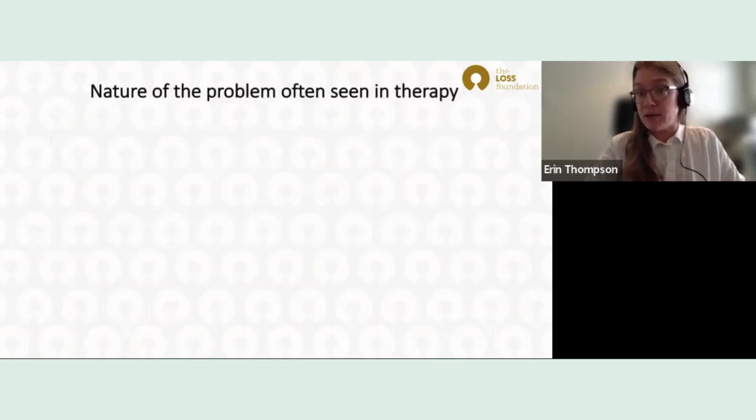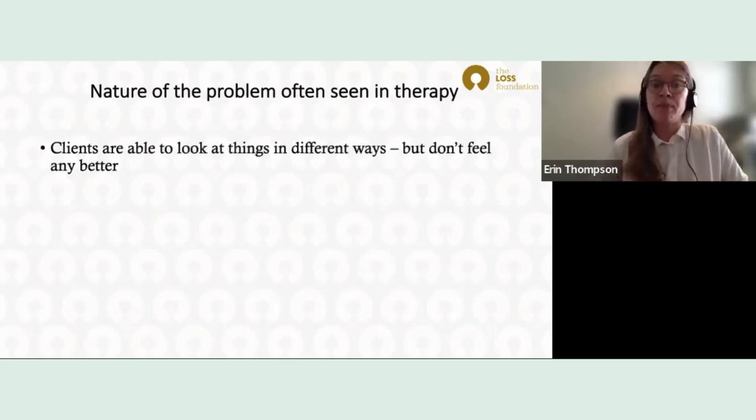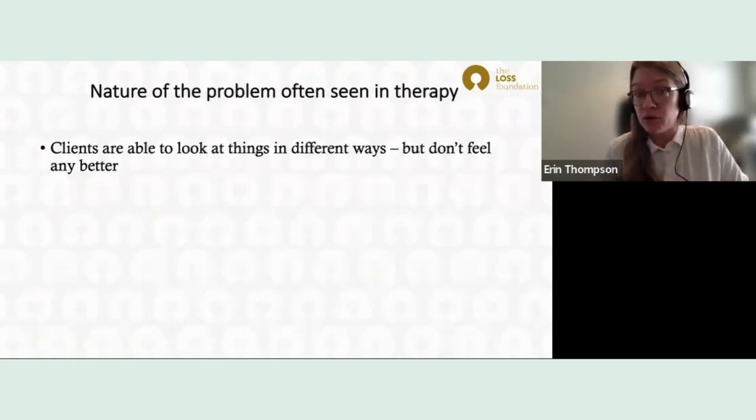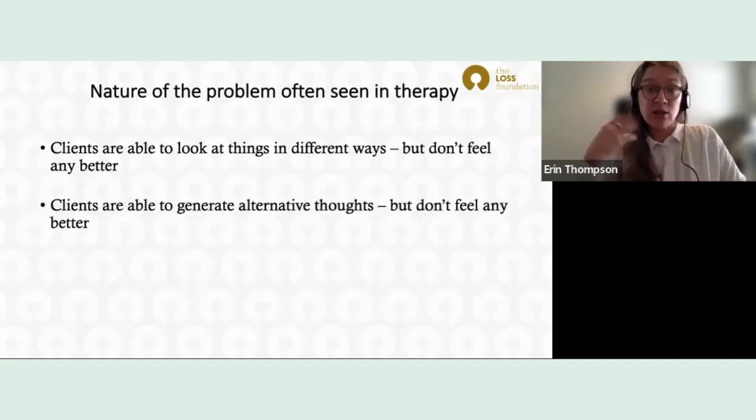So what do we often see in therapy? Whether working with grief or lots of other difficulties, because there are lots of different modalities that we can work from, what we might see is that working with people, depending on the approach you're using, can be really helpful at helping clients look at things in a different way. It might help them gather and understand other perspectives. They might even be able to generate alternative perspectives themselves. But this isn't always enough to create shift, to create change.